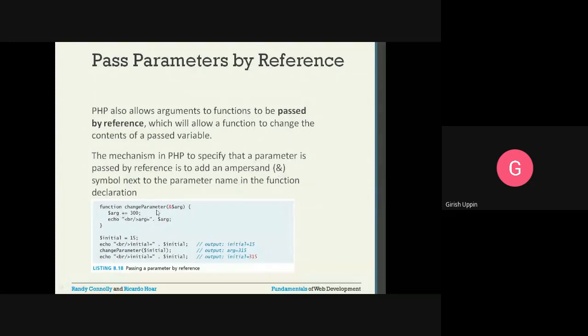Now, in the same function, you can see here we have an ampersand before the argument, and the rest of the code is the same. We are adding 300 and displaying that onto the browser. Now initial is 15. Then I print the initial value. Output will be shown as initial is equal to 15. Then I call the change parameter function and pass the variable $initial, because now you can see it is an ampersand. The address of this variable is passed to the function.